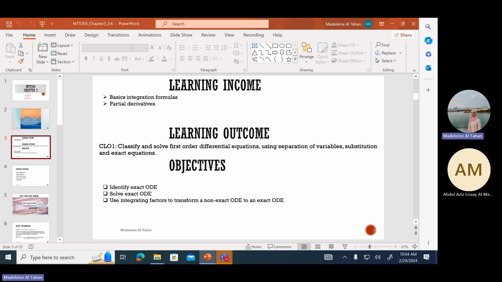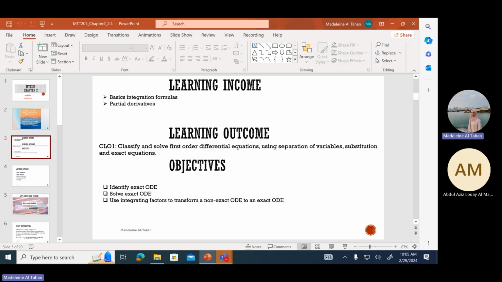Our main objectives are to identify exact ordinary differential equations. It means that I have a differential equation, and I will say, is it exact or is it not? Okay, miss? After we identify it, what do we need to do? Solve it. So we need to learn how to solve it. The last step is that sometimes an ordinary differential equation is not exact, but we are able, through an integrating factor, to transform it to exact. So we will check the possibility of making it exact, and if we are able to make it exact, it will be very easy to solve. Okay, miss? So first we will start with exact differential equations.